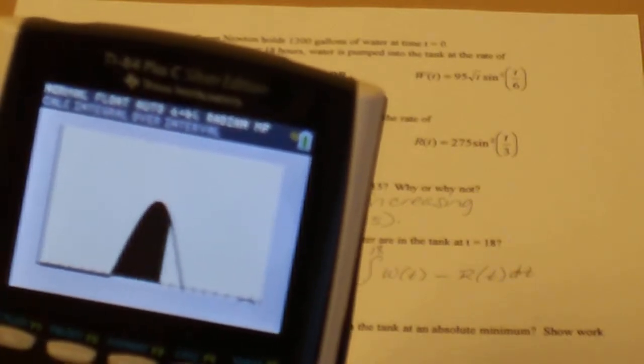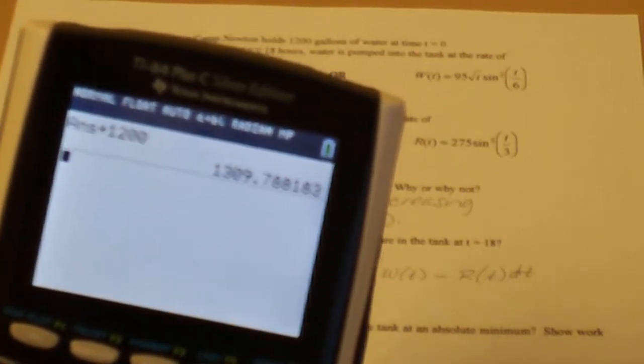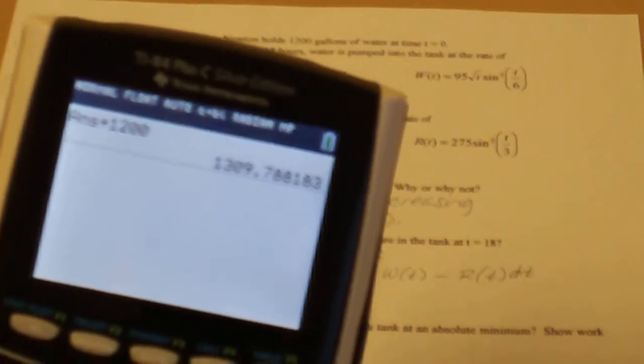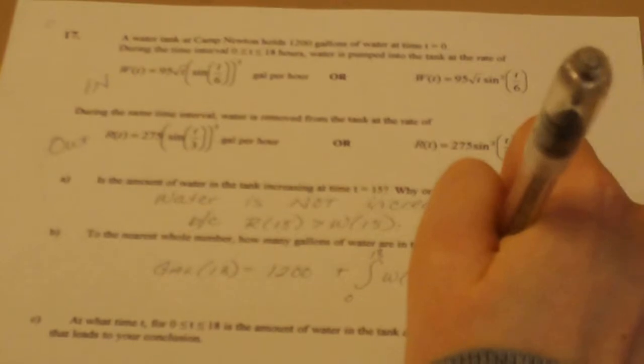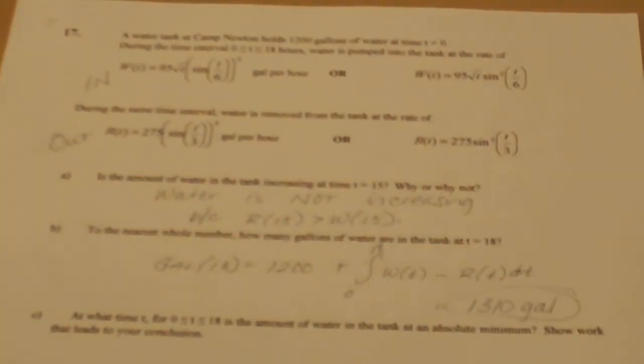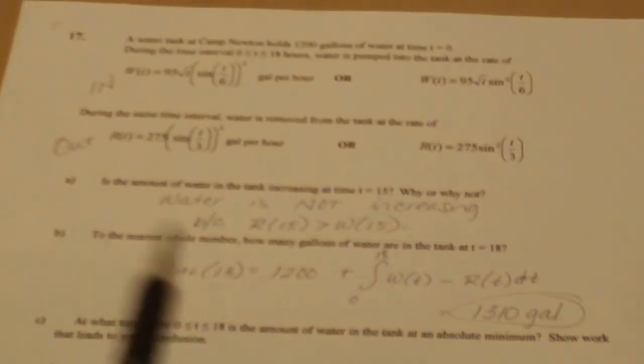And then if you remember, as soon as you get an answer on here, we're going to add 1200 to it. So I've got 109.788. I'm going to add 1200 to that integral, and check your units on this, to the nearest whole number. So I'm going to round that. So I've got 1,310 gallons of water. So that's my answer for part B. All right, not too bad.